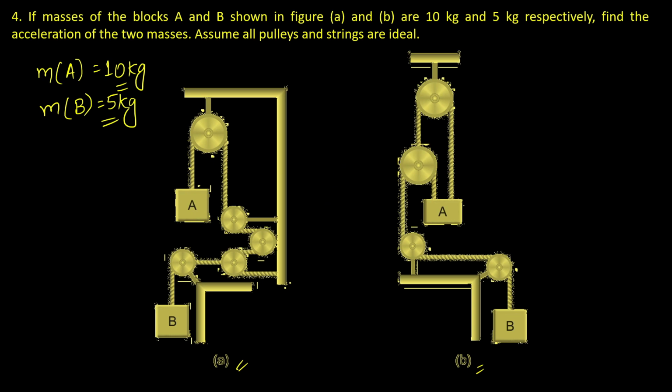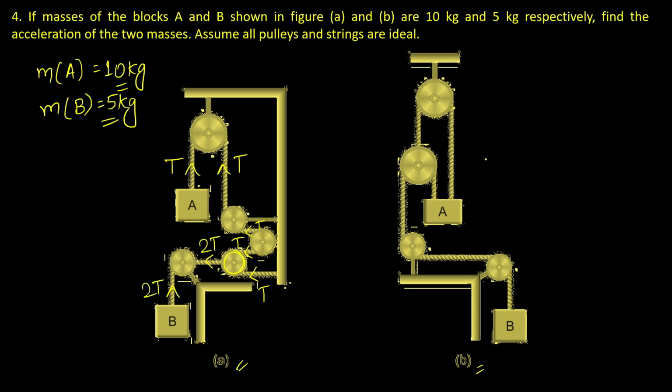So here for A, let us take this as T, then this will be T, then this will also be T, and this will also be T, because this is just one string. So throughout it will be T, like tension will be T, because pulleys and strings are ideal. Now for here, this will be 2T. And how 2T? Just balance this pulley. Force balance. This will be T, T, so this will be T plus T, 2T. And this is the same string, so it will be 2T in this case.